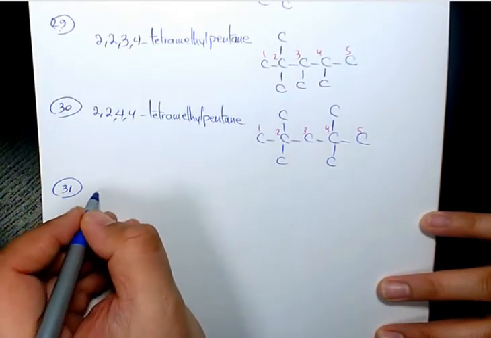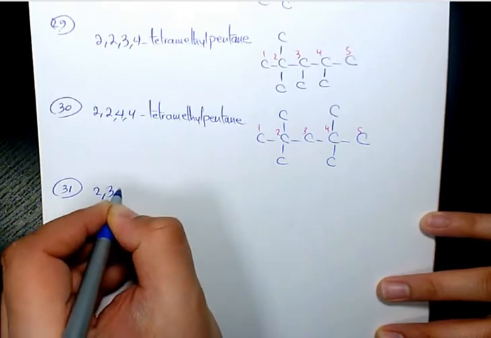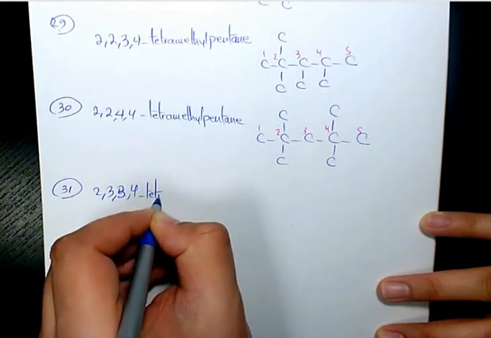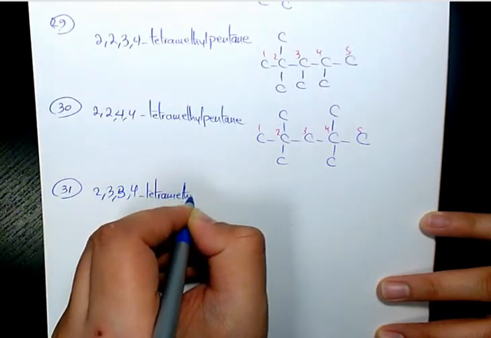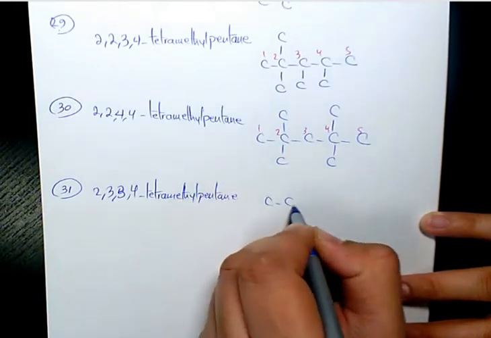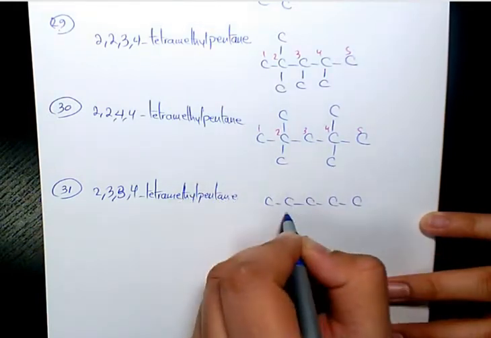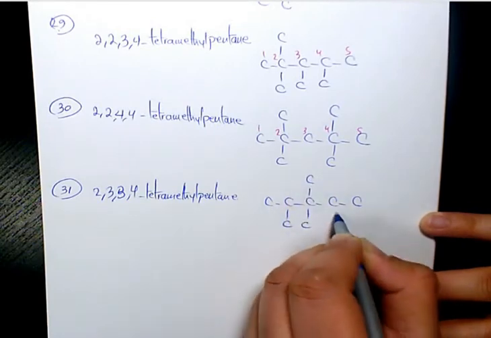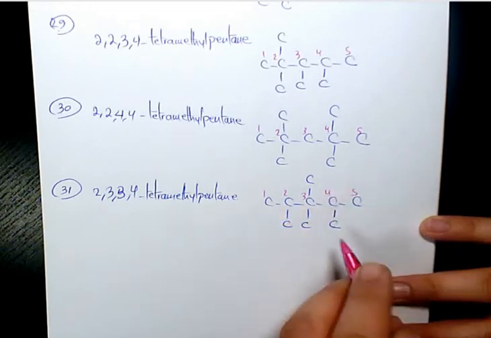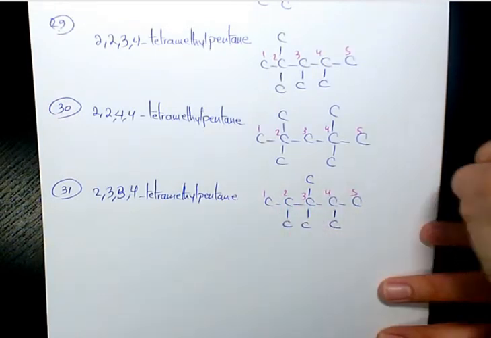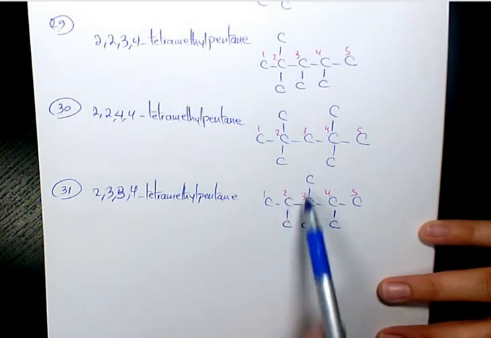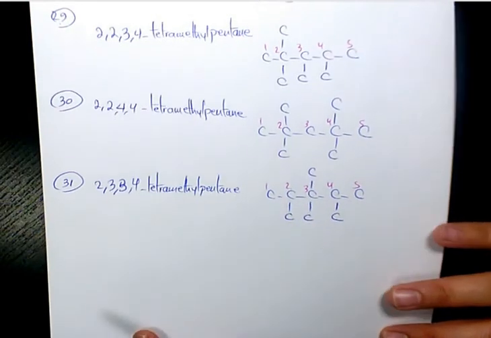31. It's going to be 2 and 3, and another 3 and 4 tetramethyl pentane. 1, 2, 3, 4, 5. 1 on here, 2 on here, and 1 in here. So we have 1, 2, 3, 4, 5. It doesn't matter, we can count from this side. Doesn't change anything. So we have 1 on the second one, and 2 on the third one, and 1 on the fourth one.